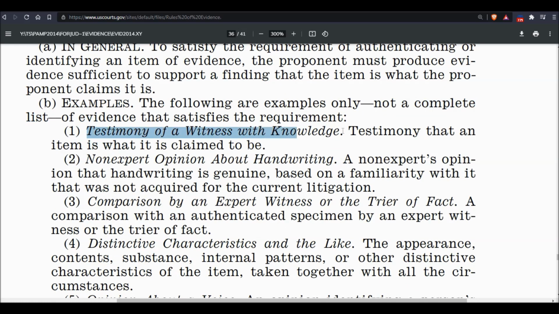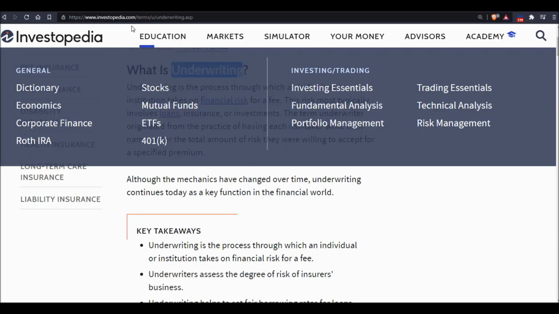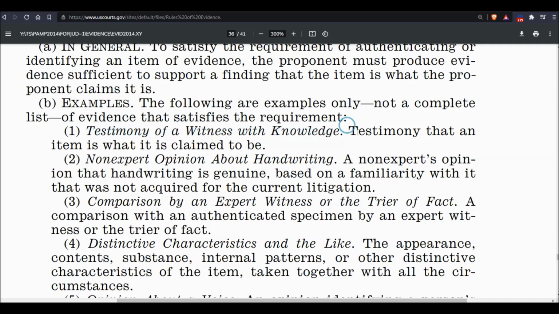Testimony of a witness with knowledge. When you authenticate that signature, whether it's on a state, county, or federal level, you are getting whoever it is that's issuing you that authenticated copy to testify as a witness that yes, I have knowledge that this signature of the underwriter is authentic. Testimony that an item is what it is claimed to be. And the only prima facie evidence that exists is that that birth certificate has an underwriter who has an interest in it. It doesn't authenticate your interest in it.